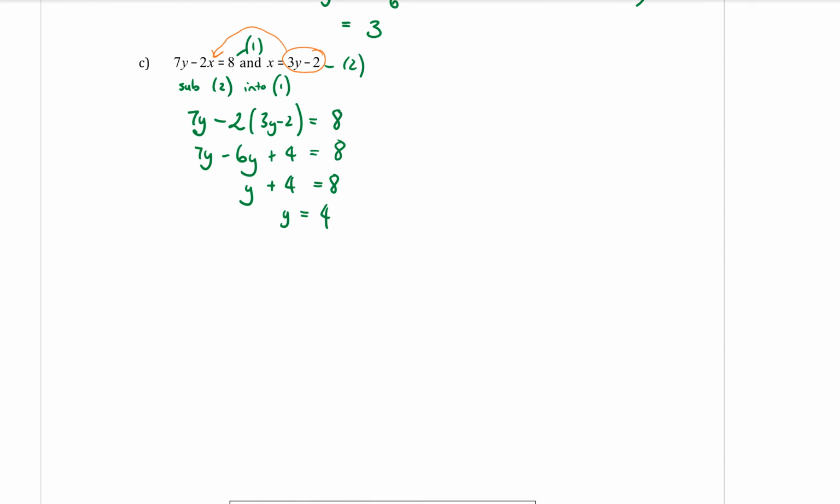I have the y value first this time. I still need to find the x. So I'm going to sub back in. Where do you think I should sub? All right, subbing into equation 2. I will get x equals 3y becomes 3 times 4 because y is 4, minus 2. 3 times 4 is 12. Take away 2 means that x is equal to 10. So we write our solution as a point. So x is 10, y is 4. And that is how you do substitution method.